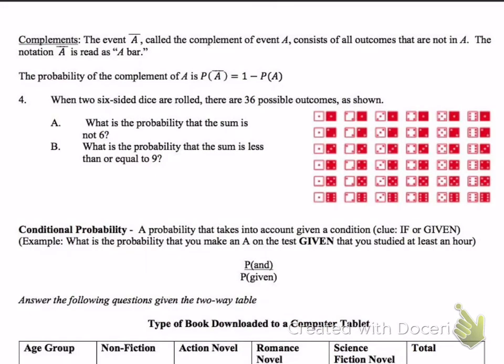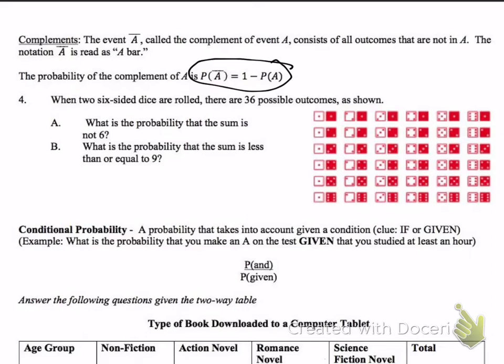Okay, so the next thing that we'll talk about is a complement. Essentially, whenever you have the probability of A, like let's say that's 30%, the complement of that would be 1 minus whatever A is. So it's like the opposite. If I have a 30% chance of making an A on the test, then I have a 70% chance of not making an A on the test. So a complement is like saying not event A, not whatever you're finding the probability of. And to find the complement, you just do 1 minus whatever your probability is.